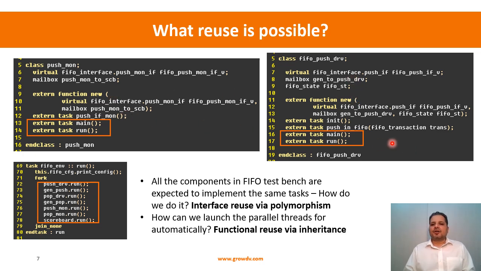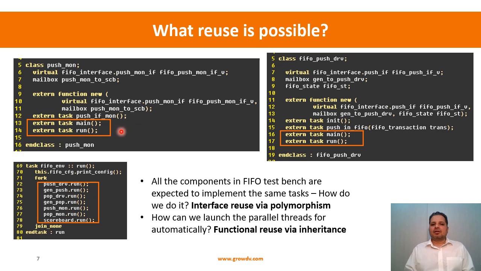If we look at it, these two functions, extern task main and extern task run, are common, right? At the environment level, we had some sort of phases: build, connect, run, and then report type of phases, right? In the run phase, all that we were really trying to do was launch these run threads from each of these active components together. We were launching the threads so that they can run in parallel. So this is what I am doing.